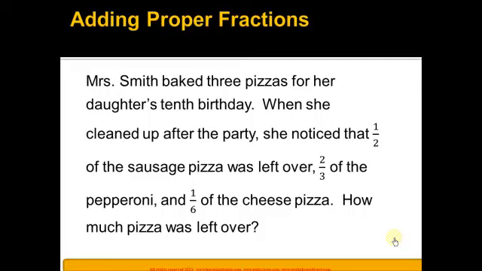In this problem, we need to find out what the problem is asking us to solve, and we can see that by locating the question, and that's how much pizza was left over. So we know that 1/2 of the sausage was left over, 2/3 of the pepperoni was left over, and 1/6 of the cheese pizza was left over. So to find out how much is left over altogether, we would add all 3 of those fractions. So we're going to go ahead and view a video on adding these fractions.